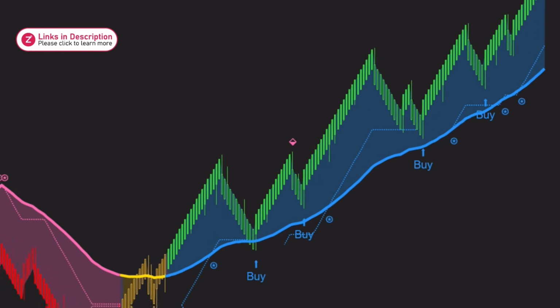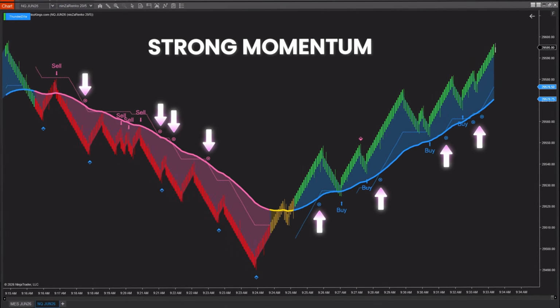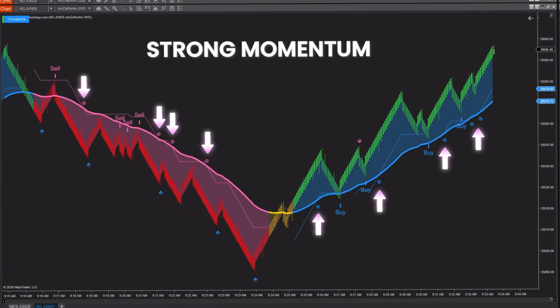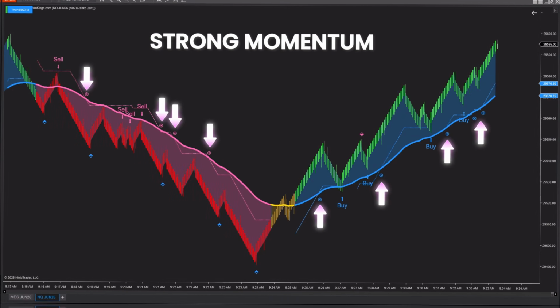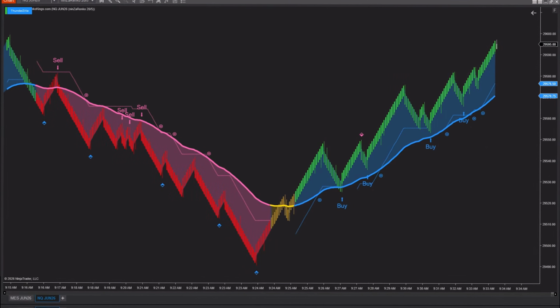And it doesn't stop there. The system also works like an oscillator, helping you recognize when the trend is gaining strength, which is usually the ideal moment to start trailing your stop and protecting profits more effectively.